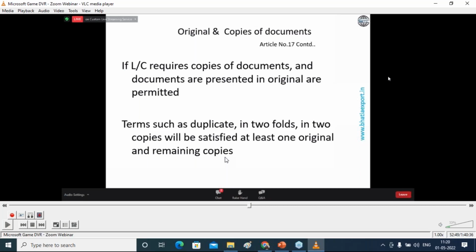The BL generally you will get in 3 originals. Any of these originals is a title of goods, you can claim the goods. So when you are making the submissions, you have to very clearly present that these are 3 originals, a set of originals. Duplicates, as many as you can submit, that's fine here.